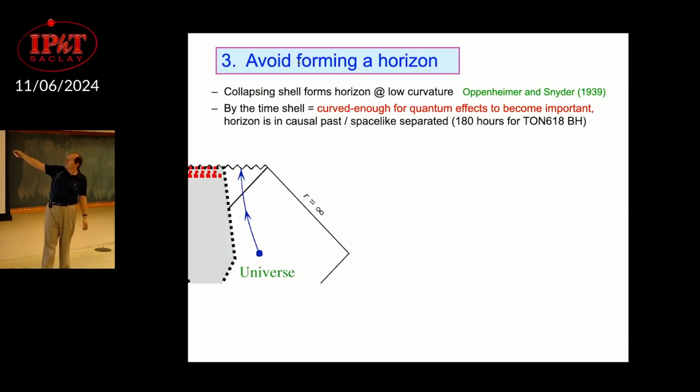TON comes from some Mexican observatory which found this black hole. It's really the biggest, fattest thing in the universe observed so far, and it has 180 hours between crossing the horizon and hitting the singularity. So that's a lot of time. You have to go for 180 hours after you cross the horizon before you hit the singularity.